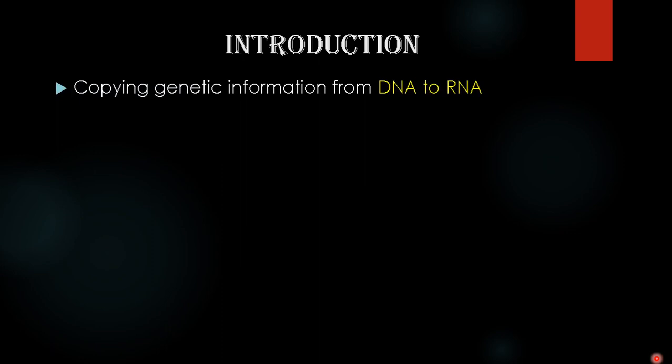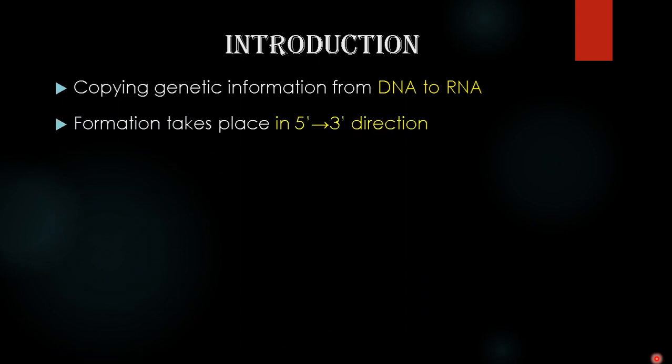Now, transcription is the process of copying genetic information from DNA to RNA. The genetic information, that is the codes that are present in DNA, which we have already learned in our previous lectures, will be copied to form an RNA, that is the single-stranded RNA. And just as DNA replication takes place in the direction of 5 to 3, similarly, formation of RNA also takes place in the direction of 5 to 3.